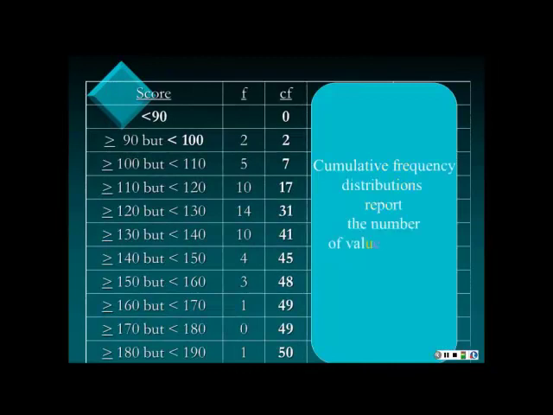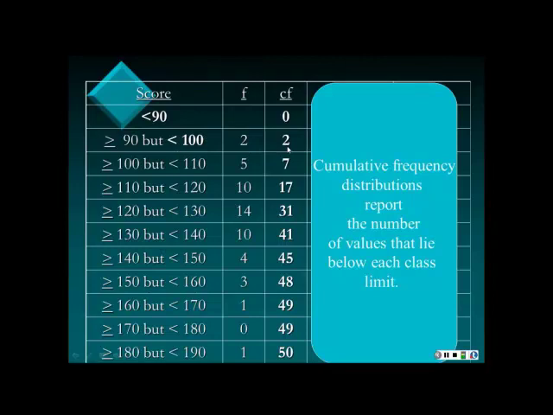Okay, a cumulative frequency distribution just reports the number of values that lie below each class limit. So the first class here, less than 90, I just took the original greater than or equal to 90 and went below that class. The cumulative frequency was 0. The next one is less than 100. There were two values there.